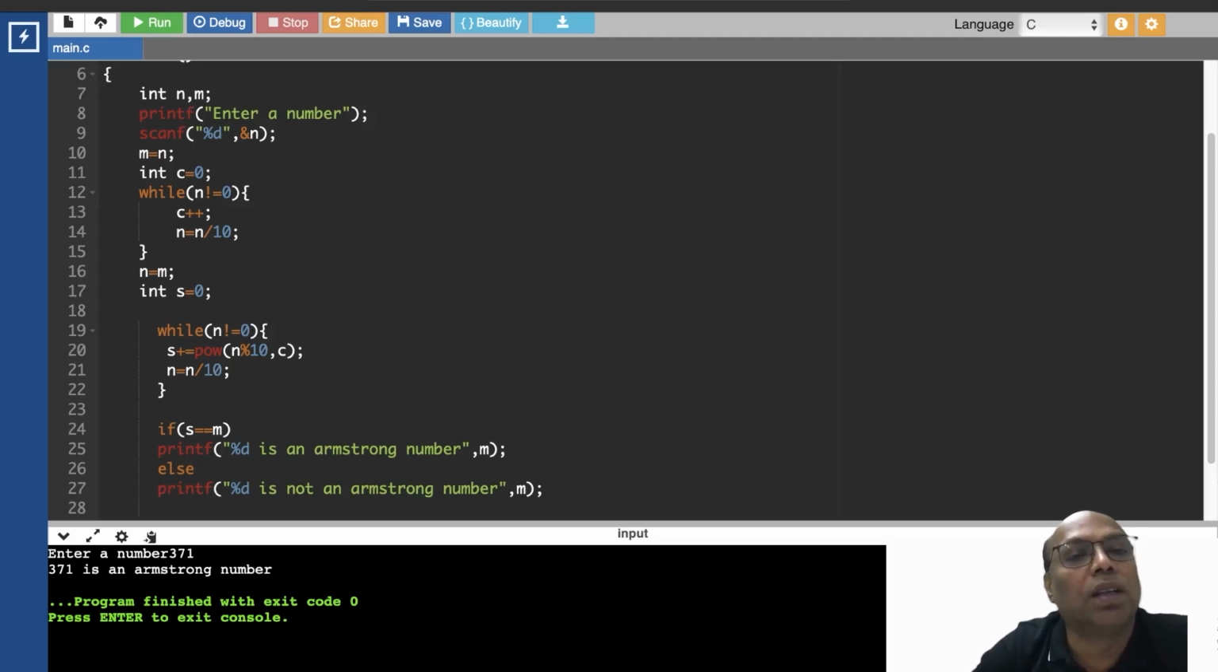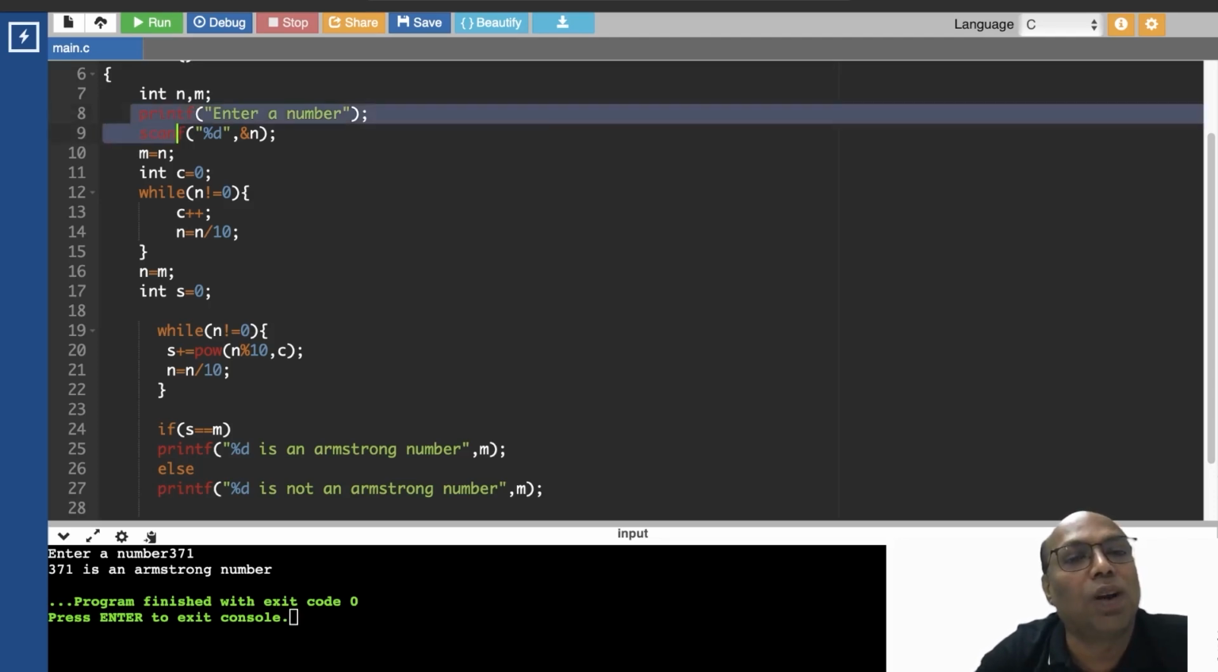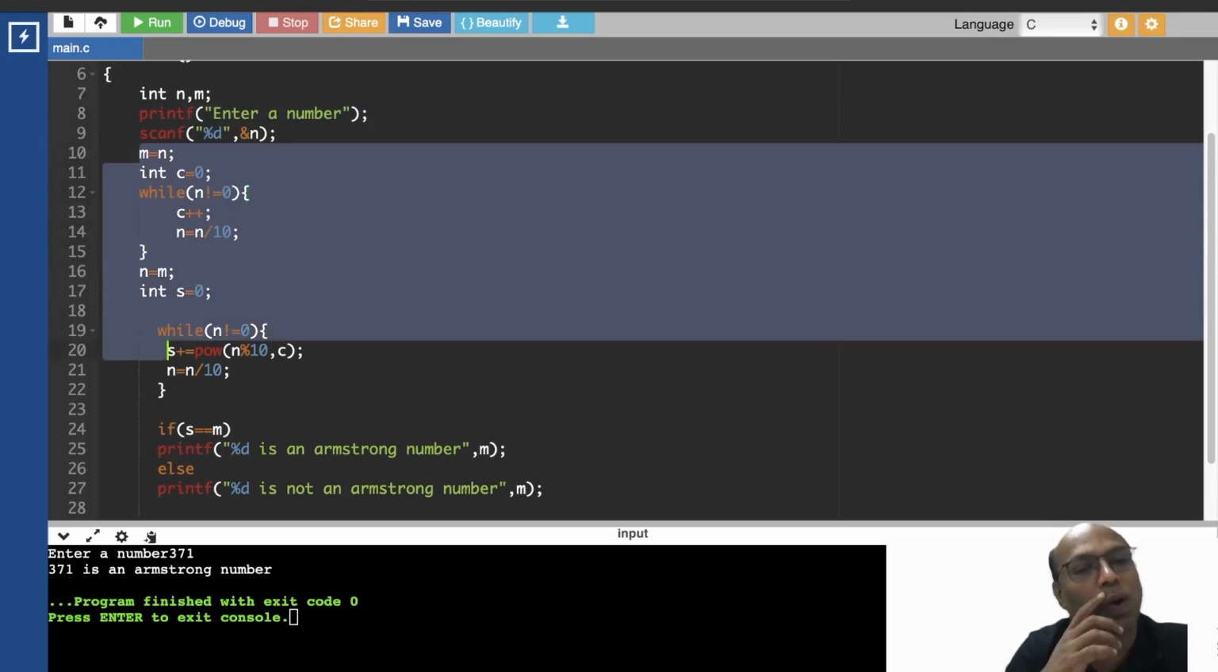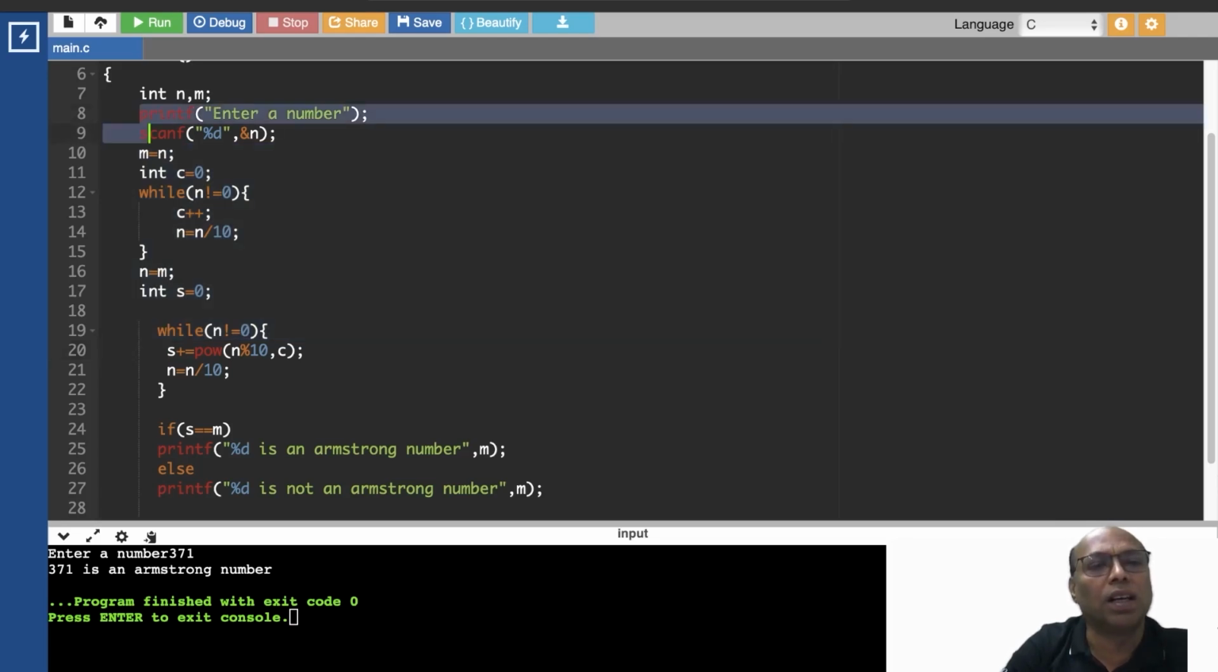Okay. Sir, here now you are taking only one input. Now you have to take how many inputs? 10,000 inputs. This code is capable of verifying only one number as an Armstrong number, right? Now you want to verify 10,000 numbers. Simple thing. Instead of having your input like this, knock it out.